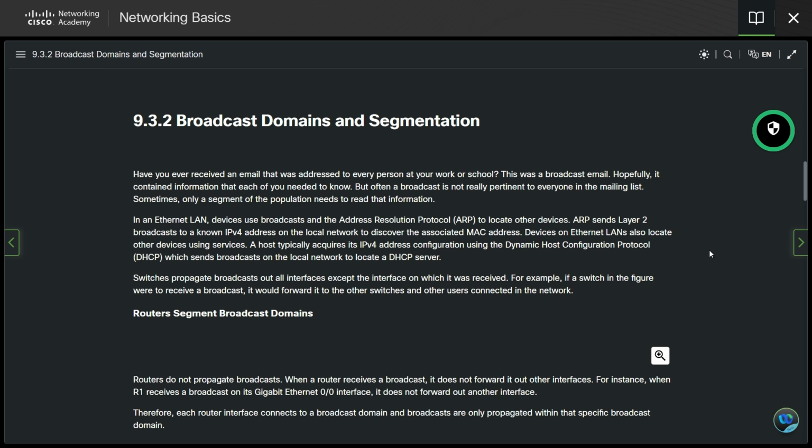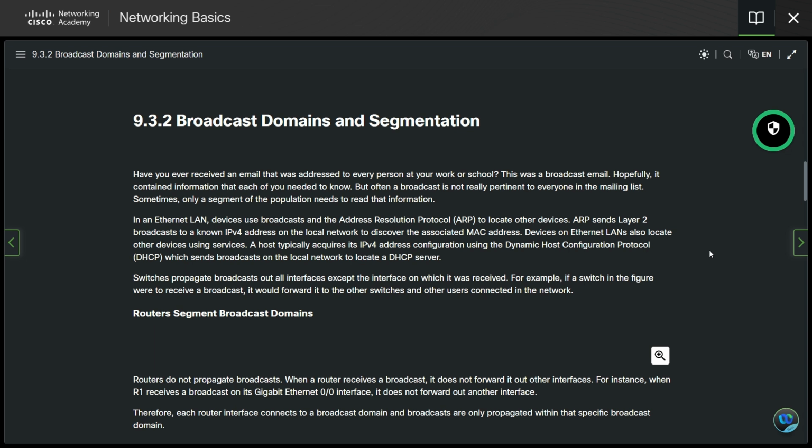In an Ethernet LAN, devices use broadcast and the Address Resolution Protocol, ARP, to locate other devices. ARP sends a layer 2 broadcast to a node's IPv4 address on the local network to discover the associated MAC address, which is Media Access Control. Devices on Ethernet LANs also locate other devices using services. A host typically acquires its IPv4 address configuration using the Dynamic Host Configuration Protocol (DHCP), which sends broadcasts on the local network to locate a DHCP server.